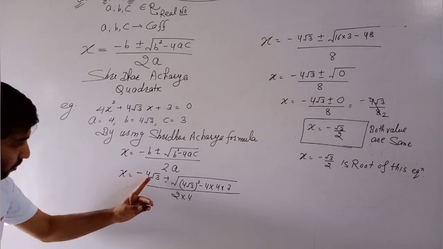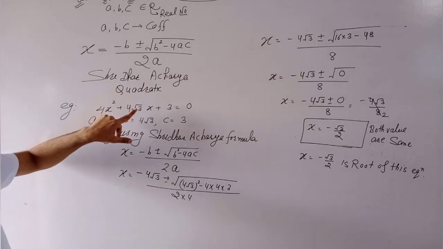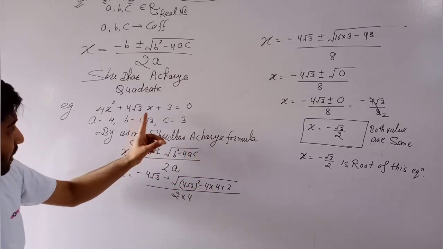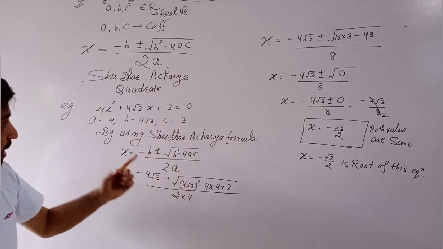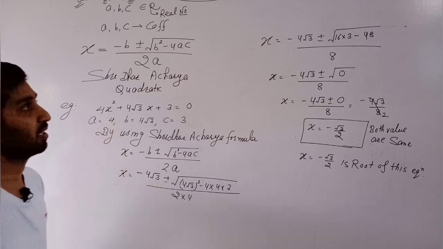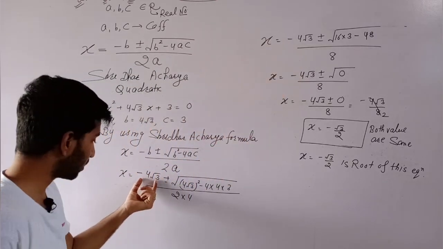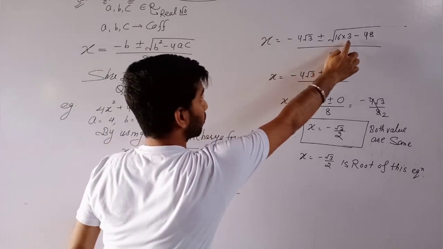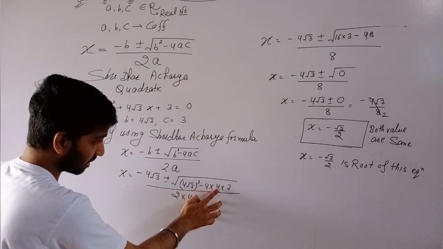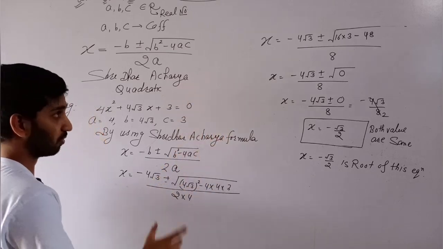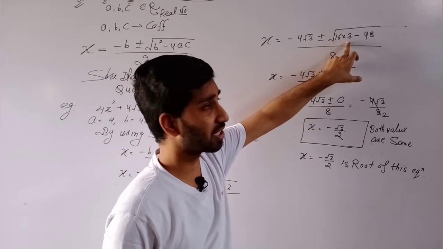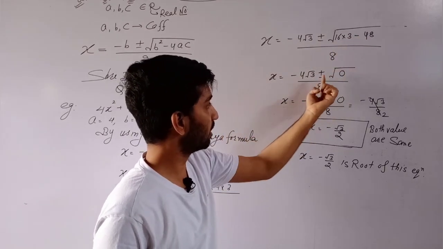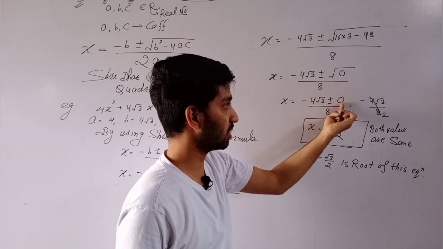h is equal to minus 4 root 3 plus minus square root of b squared, that is 4 root 3 squared, minus 4 multiplied by a, which is 4, multiplied by c, which is 3, divided by 2 multiplied by a, which is 4. So h is equal to minus 4 root 3 plus minus the square root of 4 squared, which is 16, multiplied by root 3 squared, which is 3, minus 4 times 4 is 16, times 3 is 48, divided by 2 times 4 is 8.